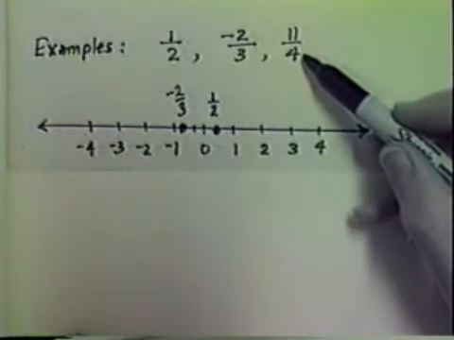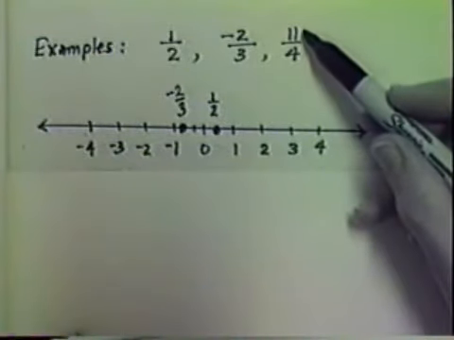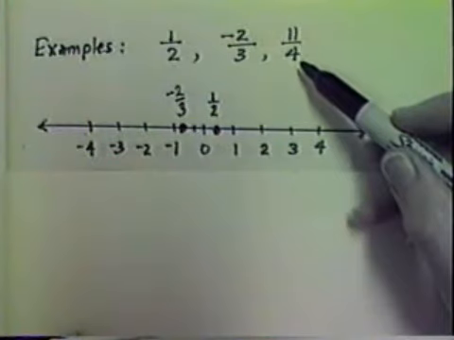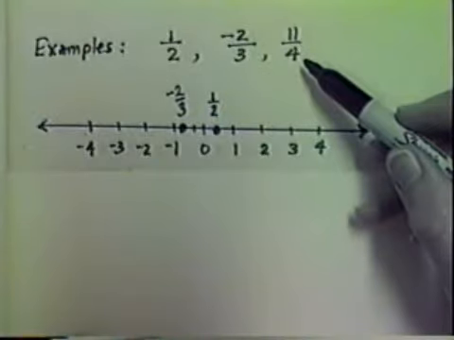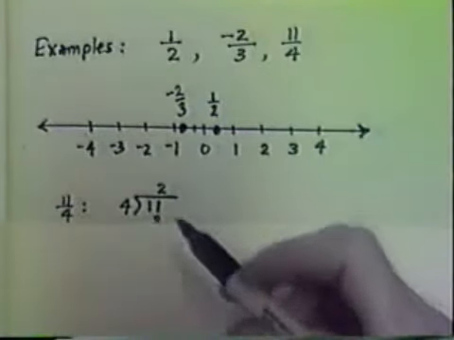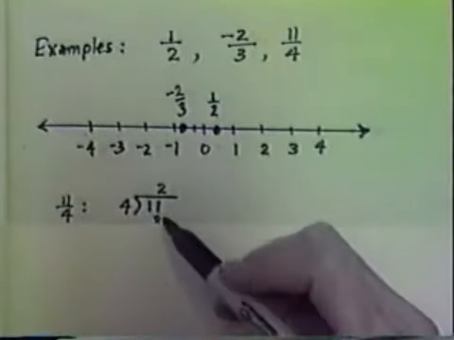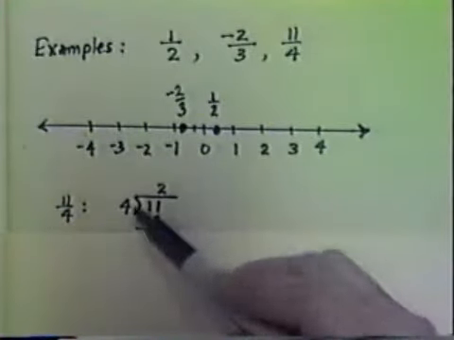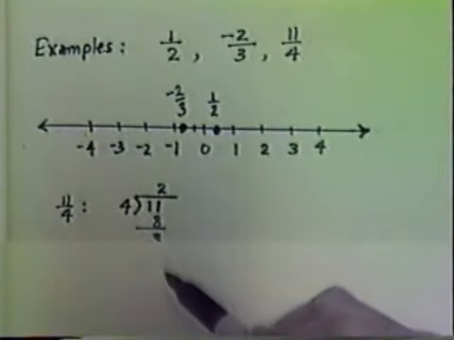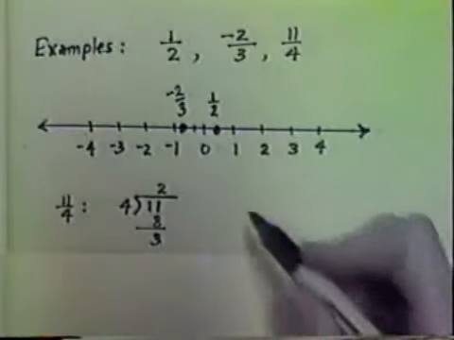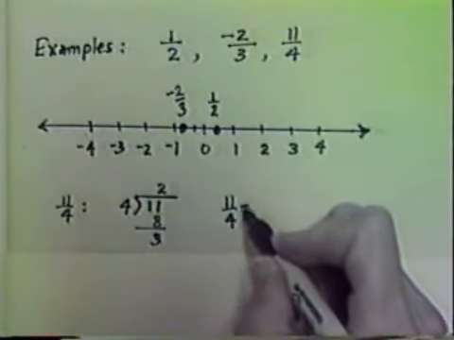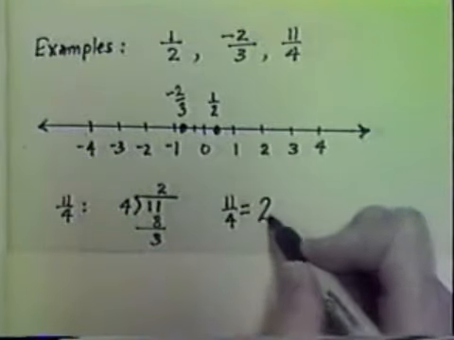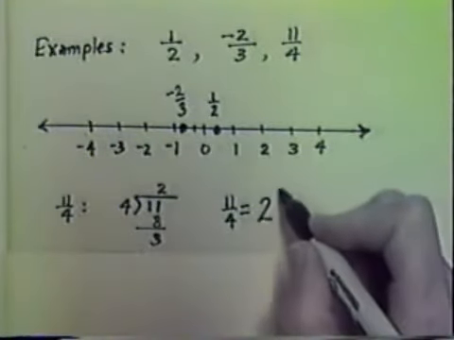11/4 presents a bit of a problem because the numerator is greater than the denominator. It will probably be easier for us to place 11/4 on the number line if we write this in mixed number form. So let's do just that. Divide 4 into 11. We get 2. 2 times 4 is 8. Subtract and we get 3. And so that means that 11/4 is the same as 2 and 3/4.